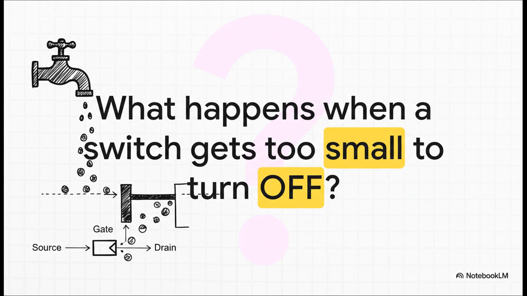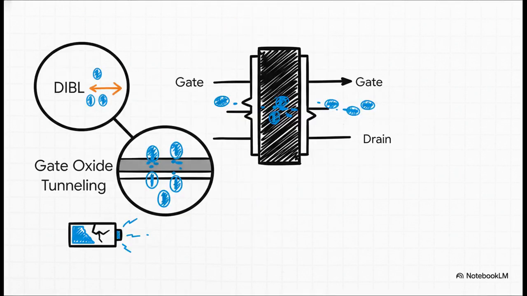The handle, the gate, it starts to lose its control. And the electrons, well, they start to leak through even when the faucet is supposed to be completely shut off. Engineers call these leaks short channel effects. You've got all these wild quantum phenomena like DIBL, where the drain starts pulling electrons across all by itself, or gate oxide tunneling, where electrons literally teleport through the insulating layer. I'm not kidding. The result is a switch that's never truly off. It's constantly leaking power, and that can lead to all kinds of computational errors.